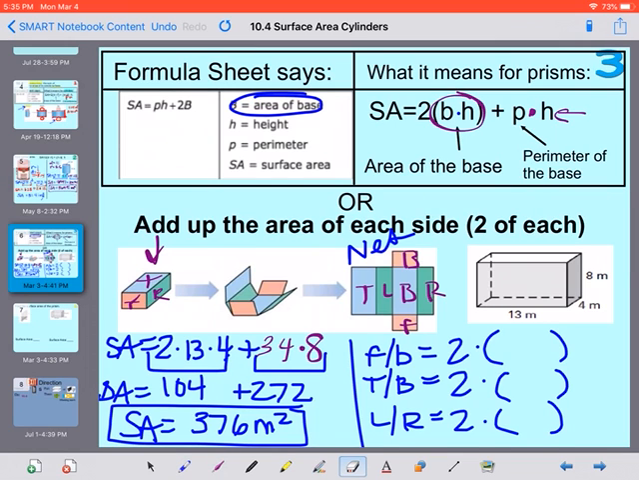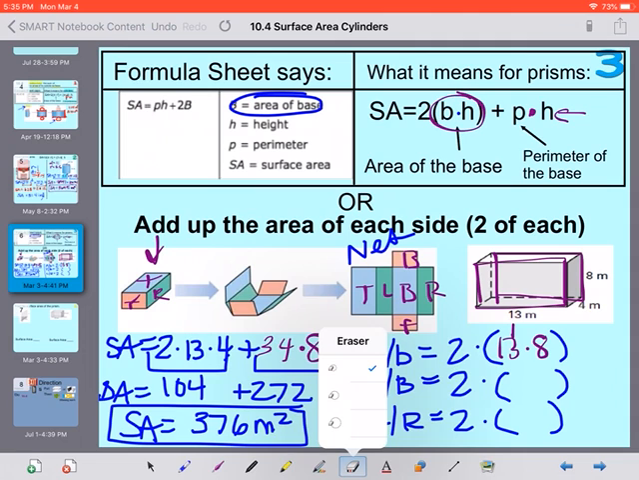So I'm going to look at first the front and the back. In this rectangle, the front is this piece right here, and the back is same but further back. So base is 13 times our height of this big rectangle, which is 8. So 13 times 8 gives me 104, but there's 2 of that size, so I'm going to multiply by 2, and we get 208.